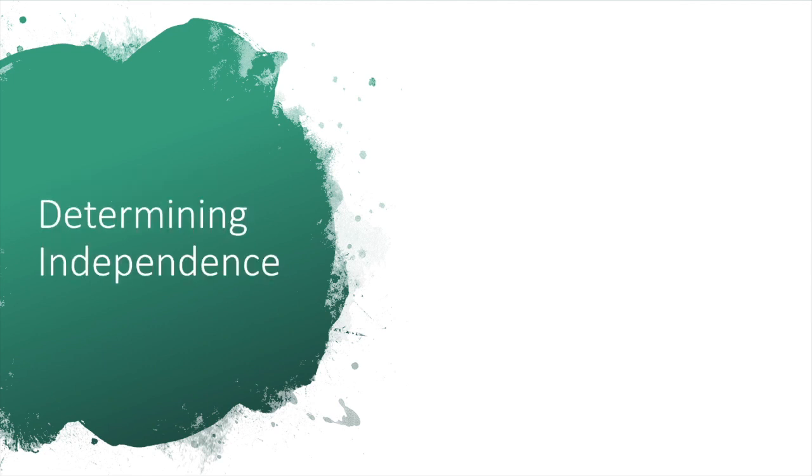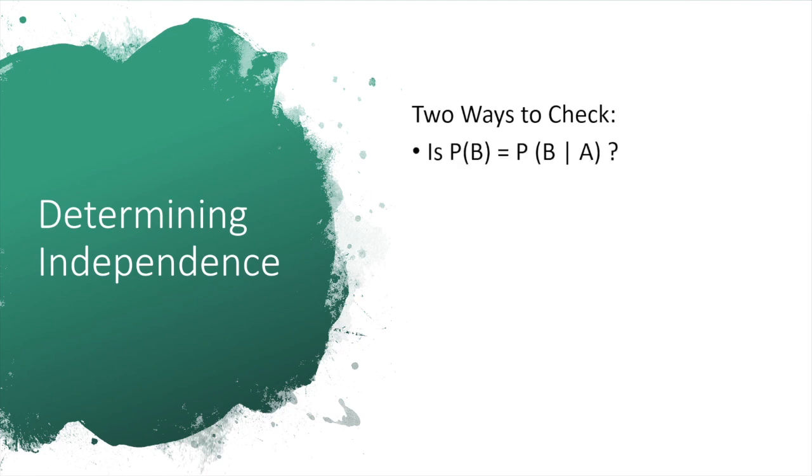So you will be asked to determine if two events, events A and B, are independent or dependent. When you're doing that, there are actually two ways that you can check and justify your answer. The first one is you calculate the probability of event B happening all by itself if event A isn't even involved. So find the probability of event B and compare that to the conditional probability of event B given that event A happens. If those two are equal, then the events are independent. If they're not equal, the events are dependent.